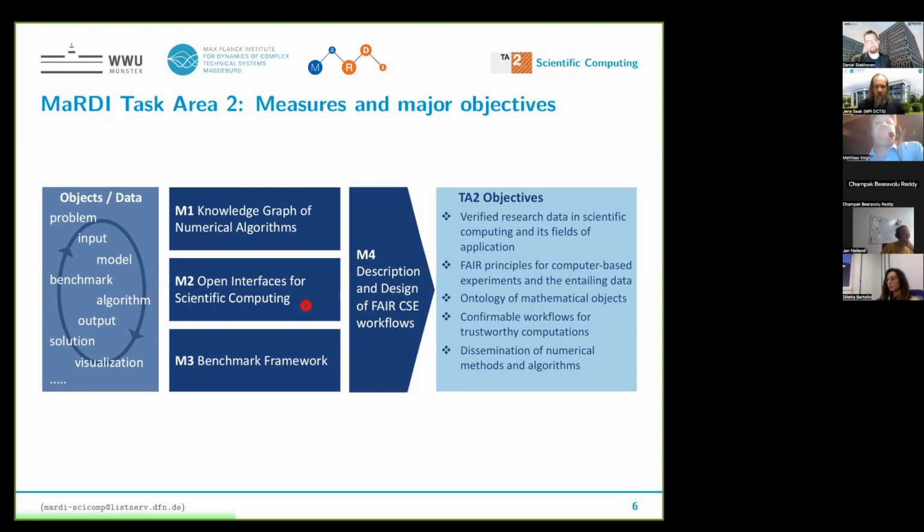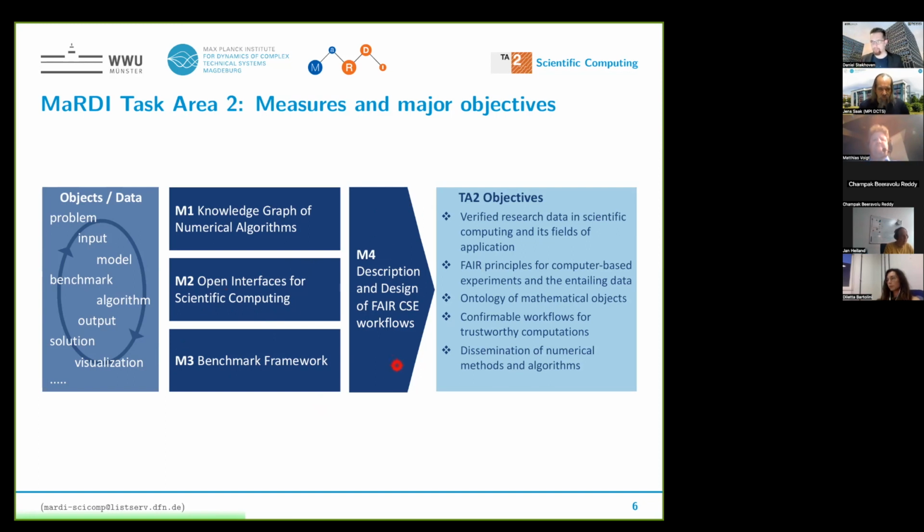Measure 2, the open interfaces, is essentially dealing with the problem that somehow all these software packages need to talk to each other. And this is usually not done in very standardized ways. Coming up with standardized ways to do so and possibilities to parse data without too much overhead is dealt with here. Then in measure 3, we are concerned with the benchmark framework, and I'll be talking about that for the rest of the talk, so I'm not going into much detail here.